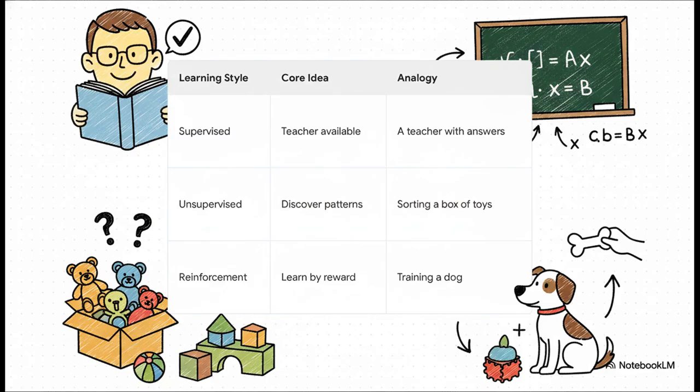And this table really boils it all down. You've got supervised learning, that's our teacher with the answer key. Then there's unsupervised learning, our kids sorting the toy box and finding new patterns. And finally, you have reinforcement learning, training a dog with treats, learning through trial, error, and reward. Three totally different paths to intelligence.